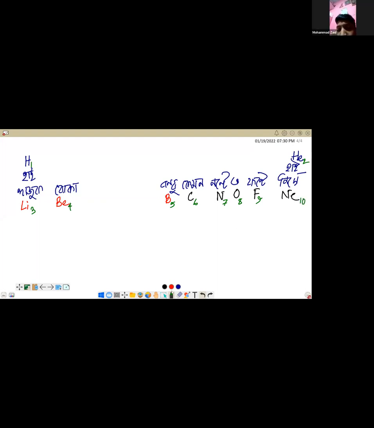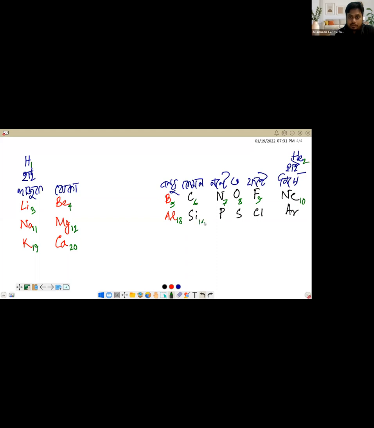Now in this way, after lithium there will be sodium and potassium. In the next group, it will be magnesium and calcium. Here it will be aluminium. And after carbon there will be silicon, then nitrogen, phosphorus, oxygen, sulfur, fluorine, chlorine, and neon, argon. Now we can write the electrons there: 3 plus 8 is 11, 11 plus 8 is 19, 4 plus 8 is 12, 12 plus 8 is 20, 5 plus 8 is 13, or 13, 14, 15, 16, 17.